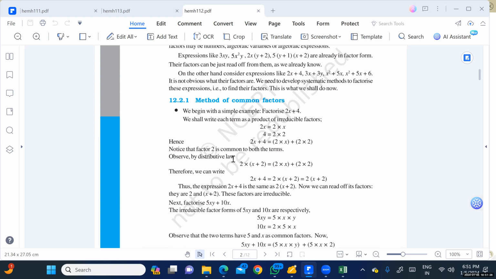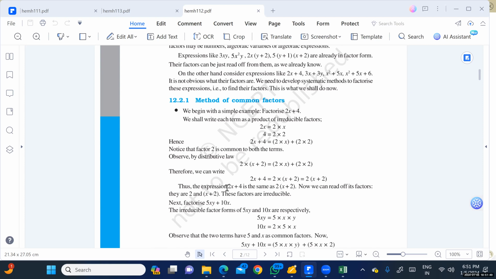So by distributive law, have you understood this part? Utkarsh, have you understood this part? Yes, sir. Arush, have you understood this part? Yes, sir. Okay.